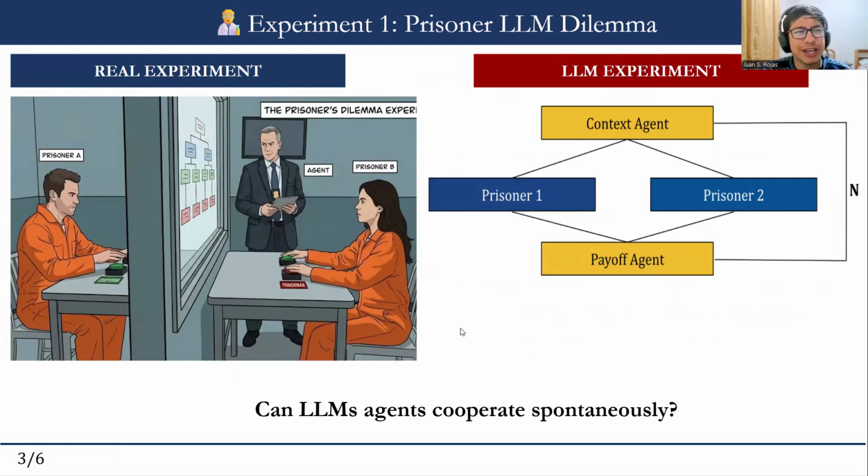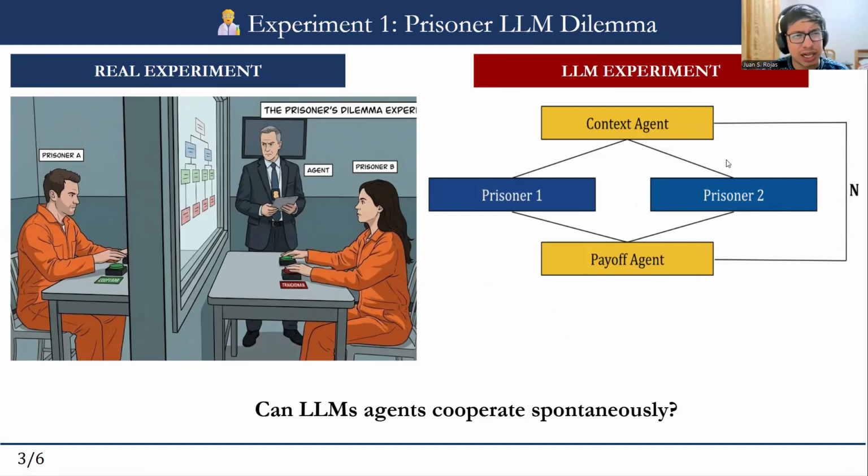Yes, what I propose here is to use AI agents in order to recreate these experiments. For example, on the left-hand side, you can see the prisoner's dilemma experiment, and we have to do an abstraction in order to implement the same in the LLM experiment. So it is simple. We will use the context agent, two prisoners in parallel, and for sure a payoff agent. The interaction of these can create some complex dynamics.